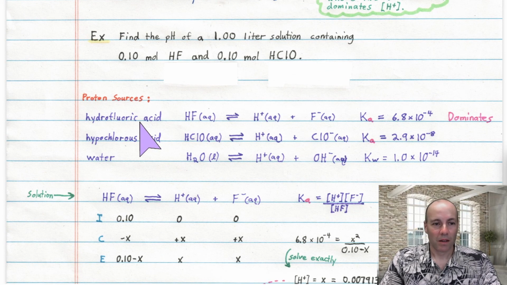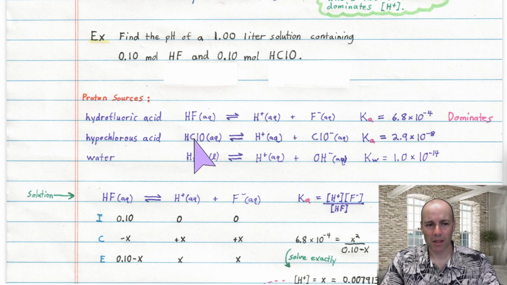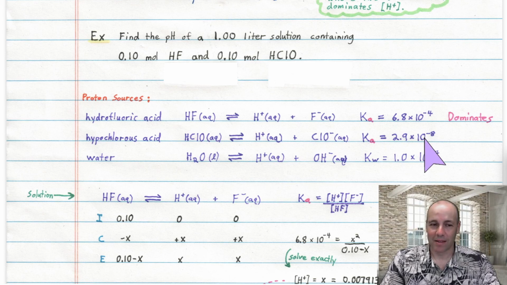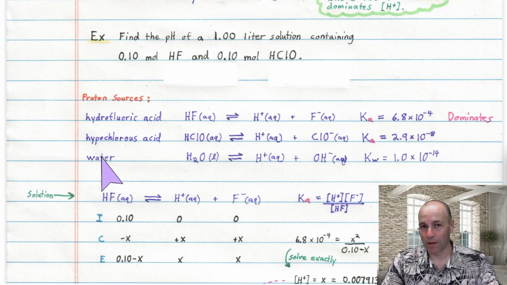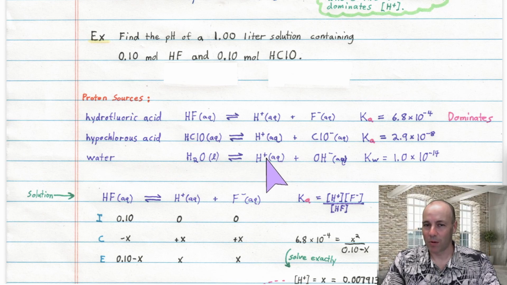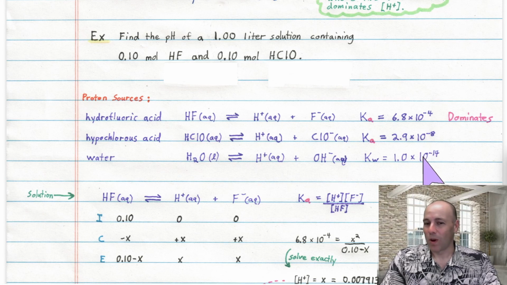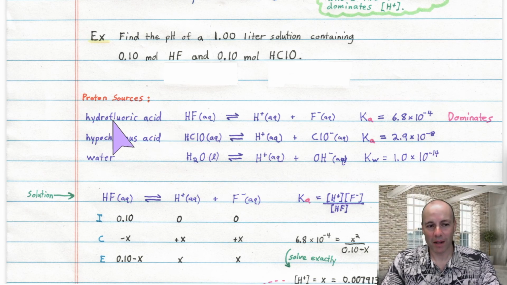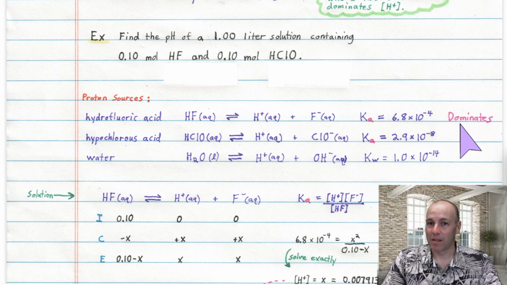Hydrofluoric acid is HF, and it dissociates to give protons, and the equilibrium constant for this equation is 6.8 times 10 to the minus 4. Hypochlorous acid also dissociates to form protons in solution, but its equilibrium constant is only 2.9 times 10 to the minus 8. That's like 4 orders of magnitude less. And you can even consider water if you want. Water dissociates to give protons with an equilibrium constant of the order of 10 to the minus 14, so way less. Now, it's going to be the hydrofluoric acid that dominates here.